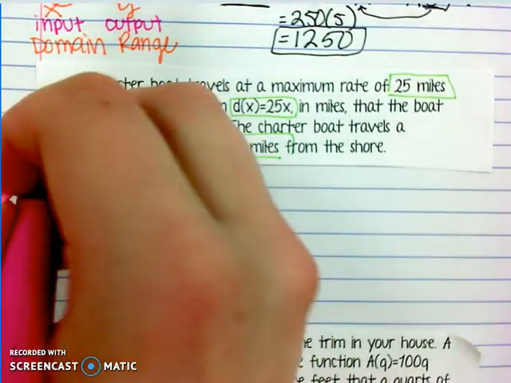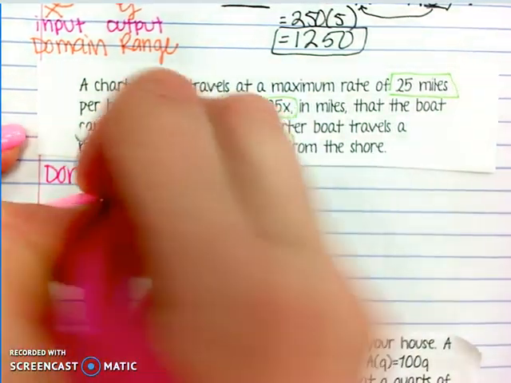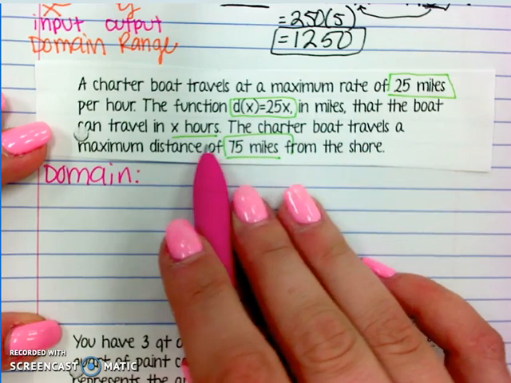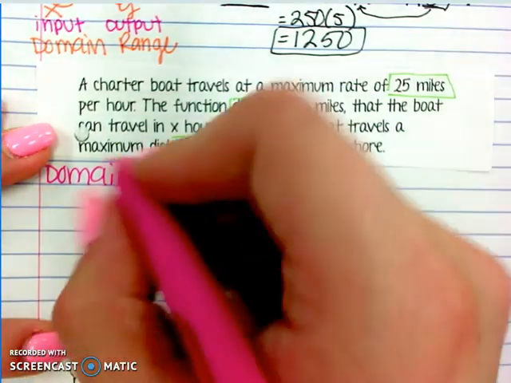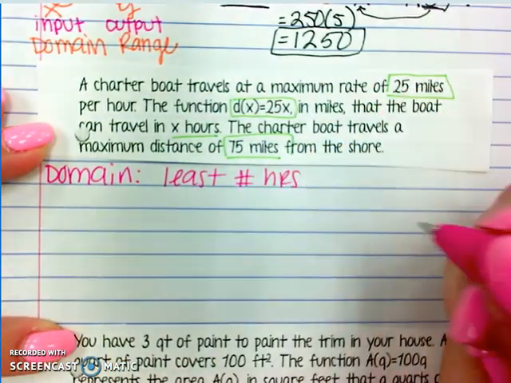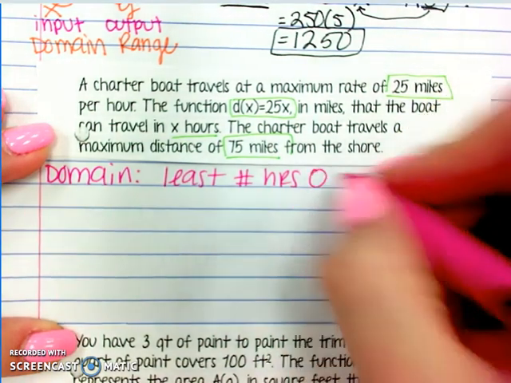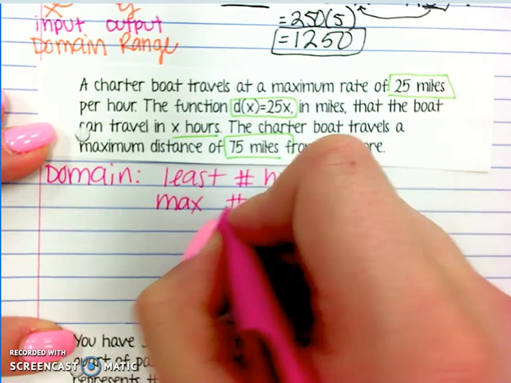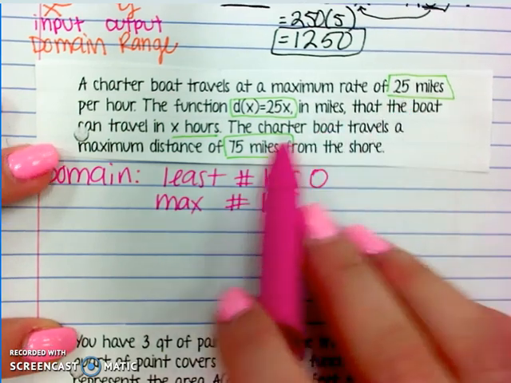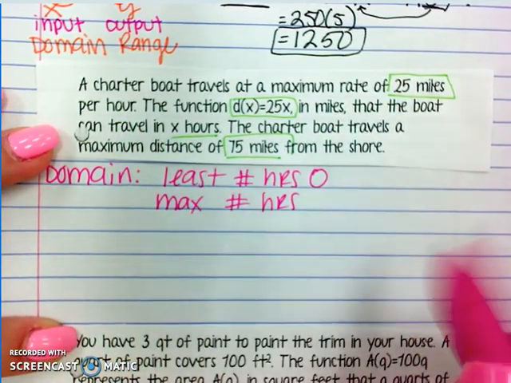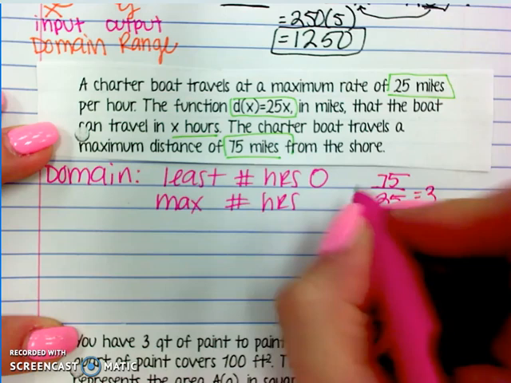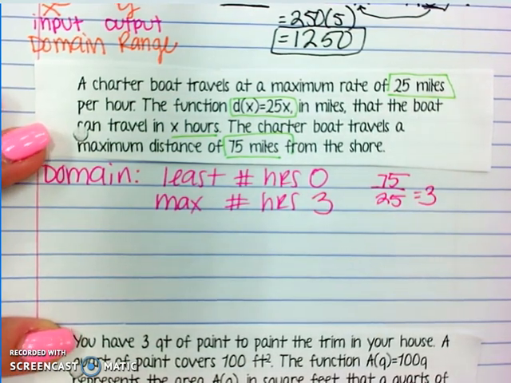Domain is going to be my x values. So my x values relate to whatever is being multiplied by this coefficient. X, it already gave it to us, is hours. So the least number of hours a boat can travel is 0, and the max number of hours the boat can travel: well, if it's at a rate of 25 miles per hour, but they can't go further than 75, 75 divided by 25 is 3. So the max hours they can go is 3.